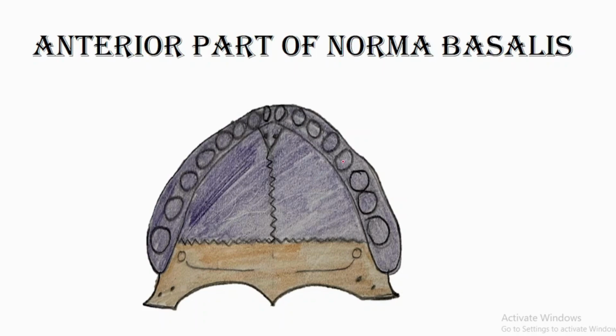This is the anterior part of norma basalis. It has two major portions. First is the alveolar arch, and second is the hard palate. This whole portion is the hard palate. The alveolar arch is basically formed by maxillary bone. This is the alveolar process of maxillary bone. It has sockets for lodging the roots of maxillary teeth. So this major portion is the alveolar arch, which is formed by maxillary bone, and it has sockets for lodgement of the maxillary teeth.